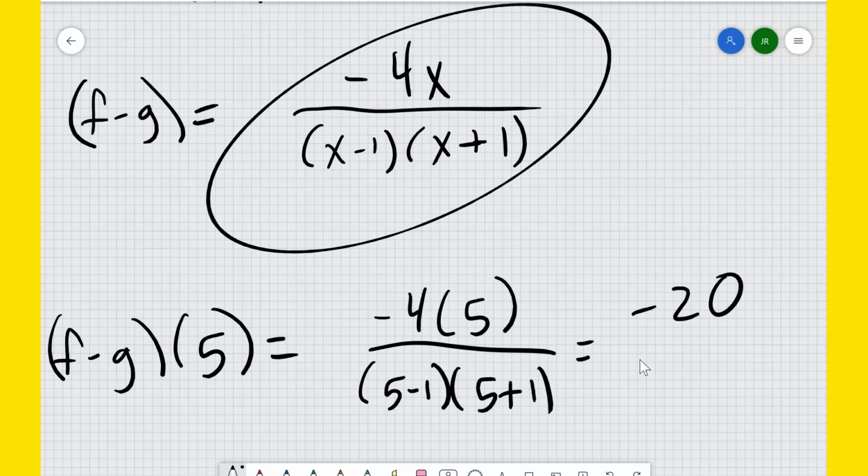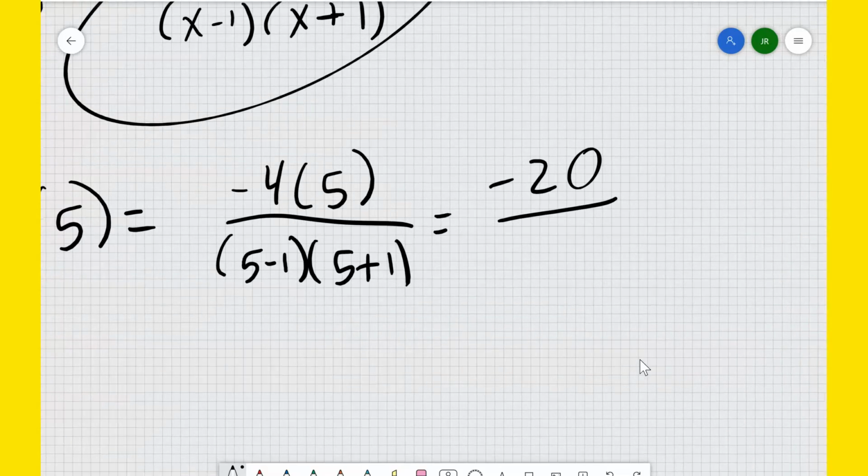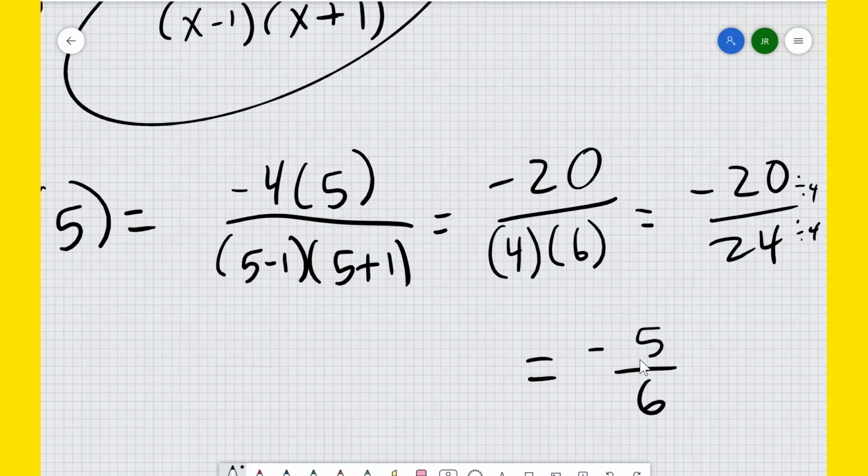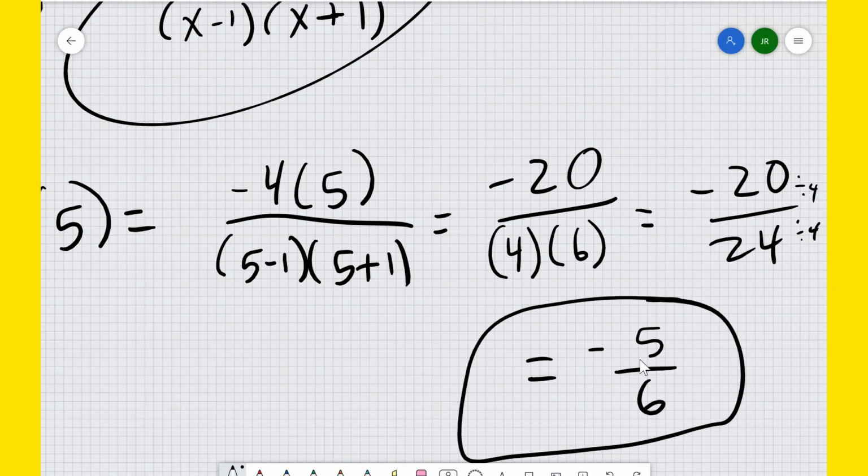That's going to be negative 20 on top. And on the bottom I've got 5 minus 1 is 4, 5 plus 1 is 6. So that's going to be negative 20 over 24. And now reduce that by dividing them both by 4. And that gives me negative 5 over 6. And that is my final answer for the second part of that problem.